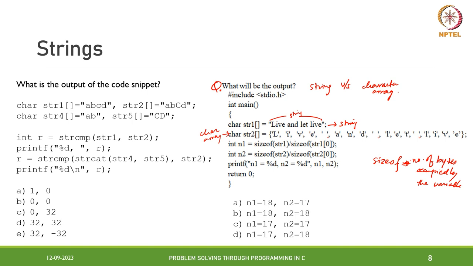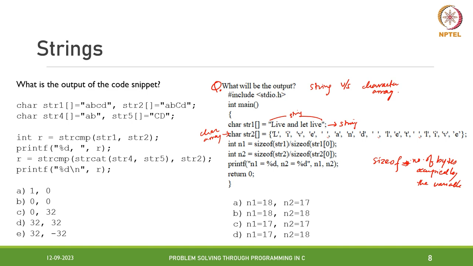Option A. Why do you think it will be option A? Because 18 by 1 gives 18. But why? There are 17 characters here, right? Live 4 characters, and 4 plus 4 is 8, plus 6 is 14, 3 spaces, 17. So 17 characters here, right? So how come sizeof str1 is 18? Including the null character.